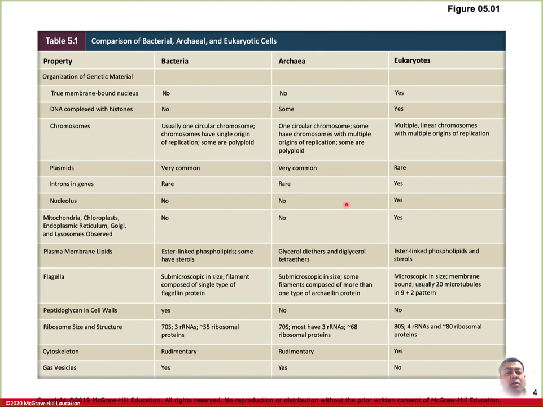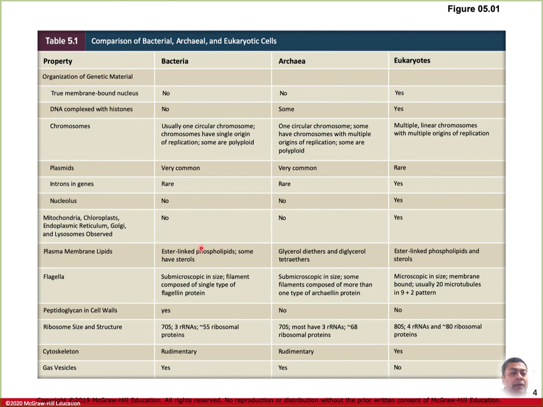The nucleolus is, of course, not present in archaea and bacteria, whereas in eukaryotes the nucleolus is present, which is made up of RNA, nuclear RNAs. And the mitochondria, chloroplast, endoplasmic reticulum, Golgi, lysosome, these are all membrane-bound organelles, and they are not present in bacteria and archaea. Of course, they are present in eukaryotes.